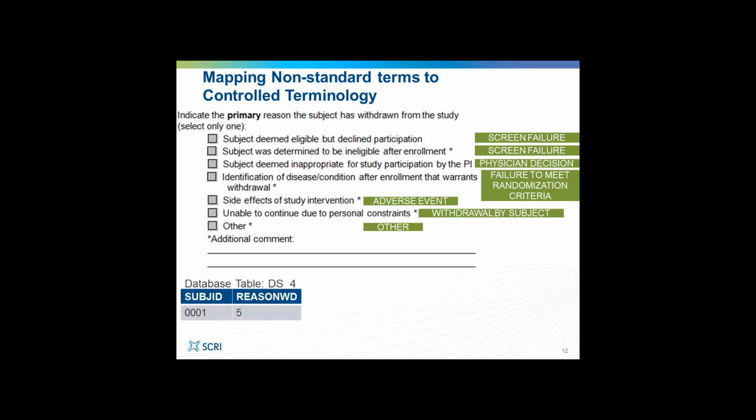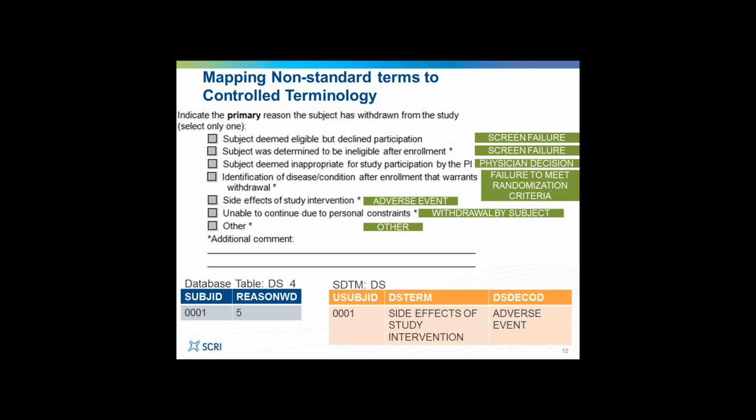So in this example, the way you do it is in your DS domain, which is the disposition, your DSTERM will be what's pre-printed on the CRF. And then the DSDECOD, which has to be controlled terminology, that would be what you use from the controlled terminology there.